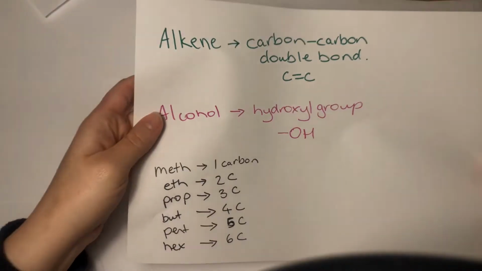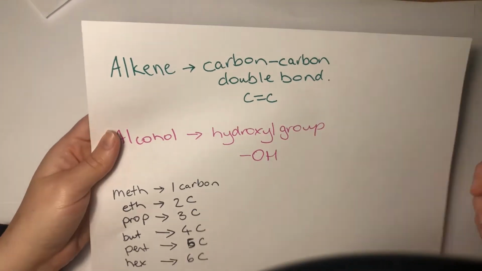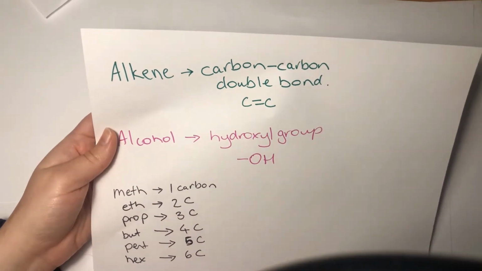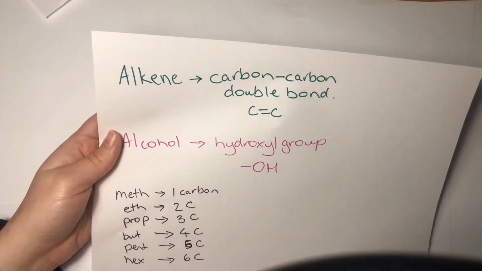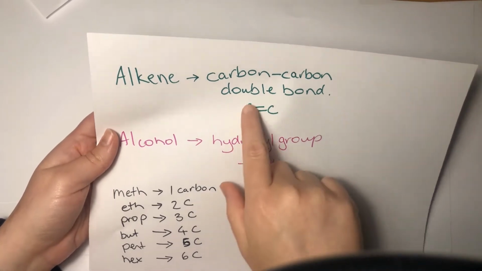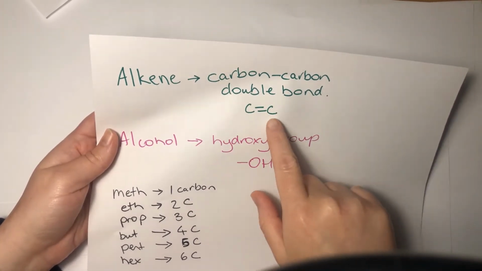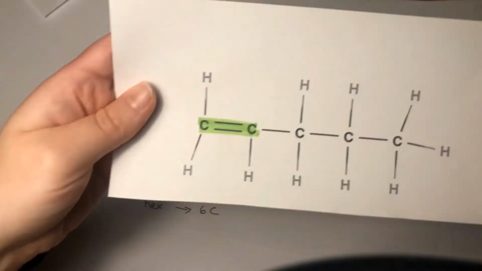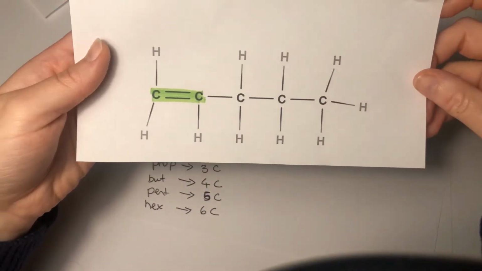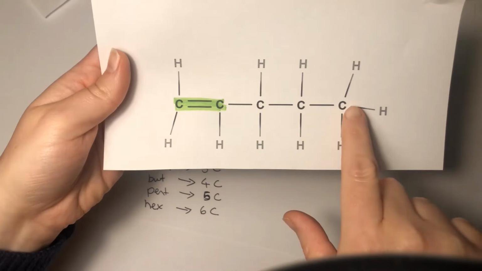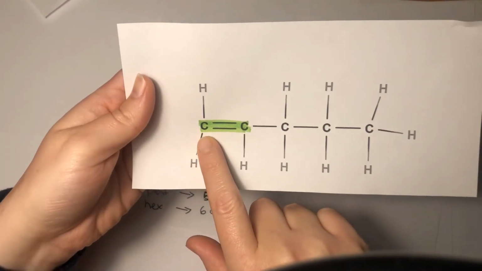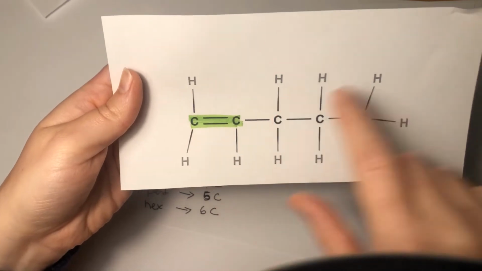The next thing that we need to know about is what is an alkene. Now, an alkene has what we call a carbon-carbon double bond. That just means that one carbon is connected to another carbon with a double bond. So if we look at this example here, this has got one carbon-carbon double bond, and so this would be an alkene.